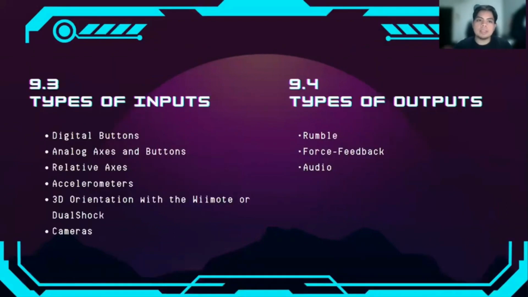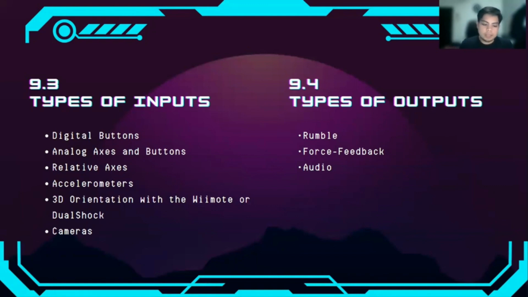Next subtopic is types of inputs. The first one is digital buttons. As you know, there are two states, which is pressed or not pressed. For example, if the player presses 0, it will go up, and if the player presses 1, it will go down. The second one is analog axes and buttons. Analog has a range of values between 0 and 1, and usually there are two axes, which are axis X and axis Y.